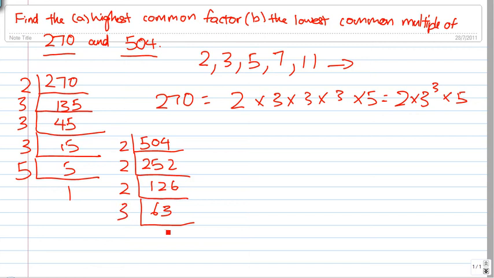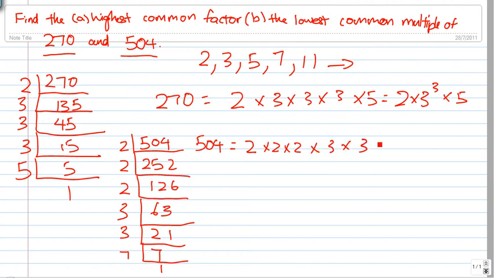Yes, you can. You get 21. 21 divided by 3, I get 7. Can 7 be divided by 3? Nope. Can 7 be divided by 5? Nope. Can 7 be divided by 7 though? Yes, you can. So you get 1. So 504 can be expressed as 2 times 2 times 2 times 3 times 3 times 7, which is 2 cubed times 3 squared times 7.